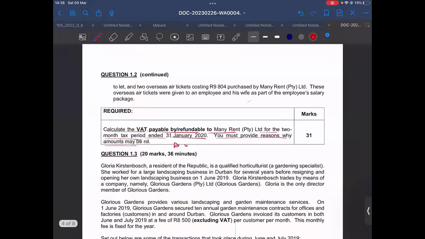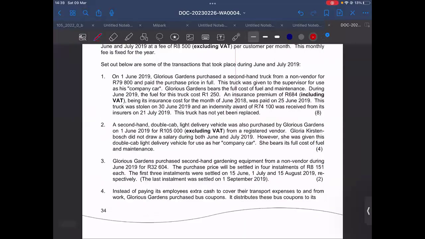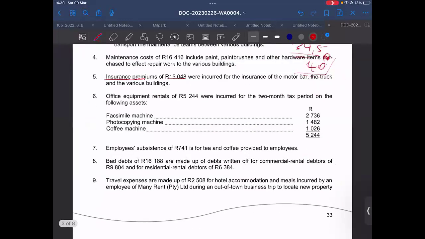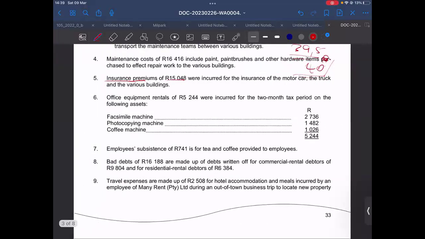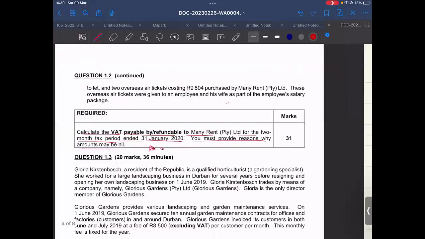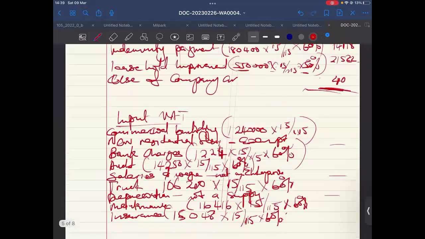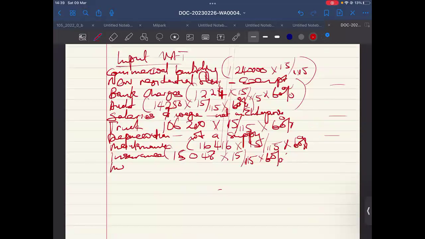Right, next one. Interest incurred on mortgage bonds. Interest is an exempt financial service. Interest on bond, exempt financial services. Okay. You get a mark for that.